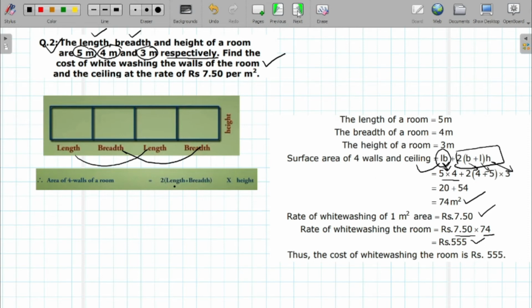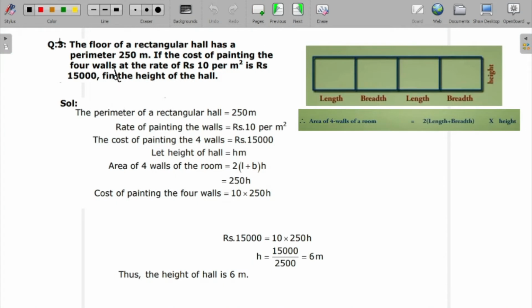Now let us move to question number 3. In question number 3, the floor of a rectangular hall has a perimeter, this perimeter is given. Perimeter means the bottom. And the cost of painting the 4 walls is given at the rate of rupees 10 per meter square. So find the height of the wall.